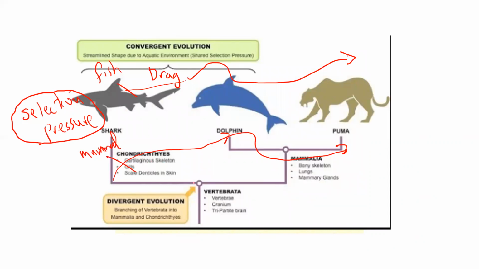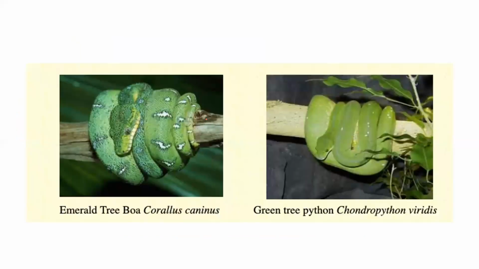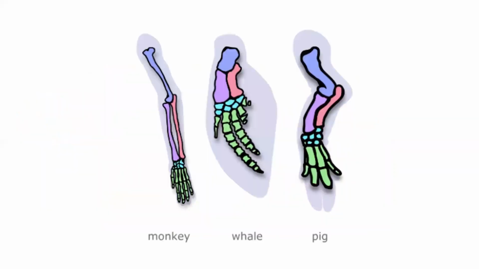Okay, and this one here, it just identifies that. This is divergent evolution. They came from mammals, but they look different. And this is convergent evolution. Came from different ancestors. They look similar. You can see this with boas and pythons. They come from different continents. Very similar. Divergent evolution we looked at, monkey, whale, and pig, they all come from mammals.